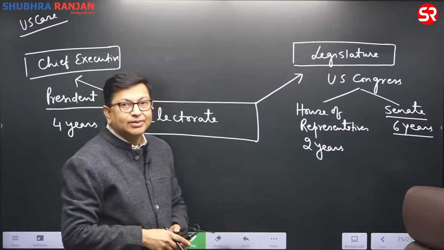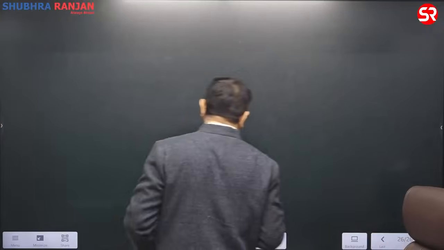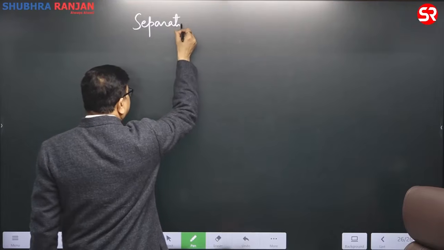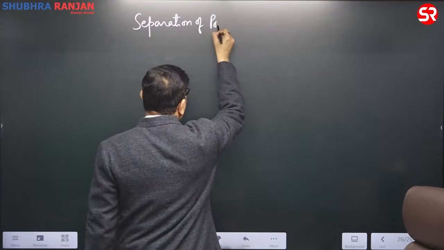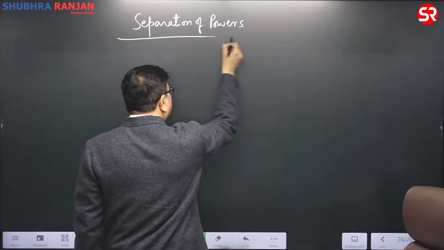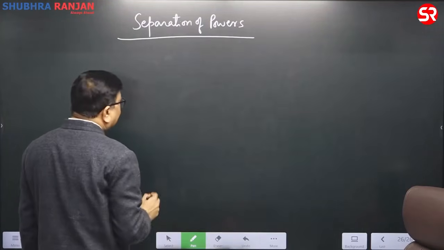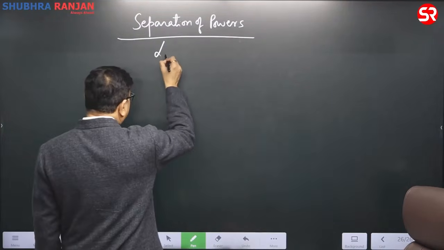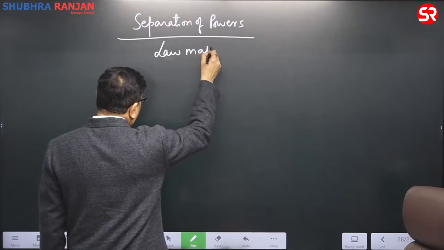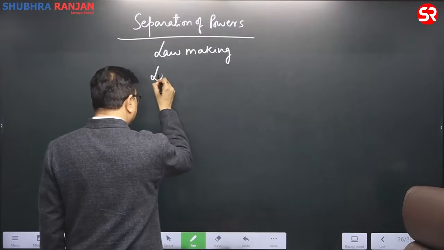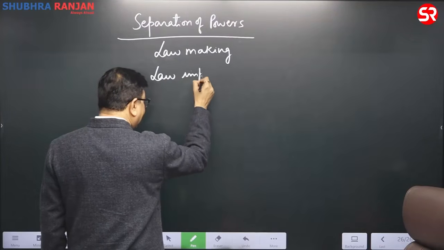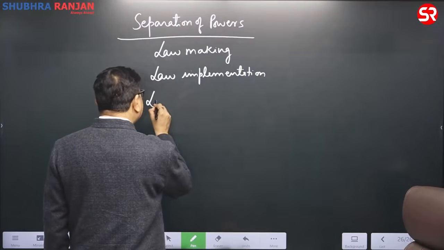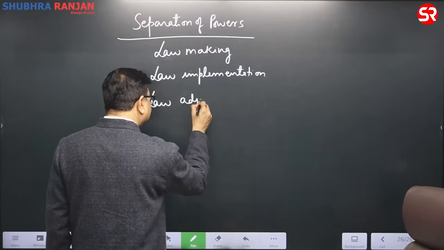Whenever we talk about separation of powers, basically, we have got 3 organs of the government based on the 3 functions: lawmaking, law implementation, and law adjudication.